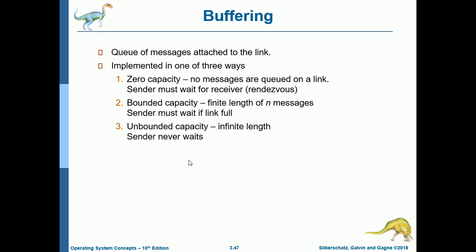Okay, next we have buffering. A queue of messages is attached to the link, implemented in one of three ways. We have zero capacity: no messages are queued on a link, and the sender must wait for the receiver, so it's a rendezvous. Then we have bounded capacity, a finite length of n messages, and the sender must wait if the link is full. While with unbounded capacity, we have infinite length, and the sender never waits.